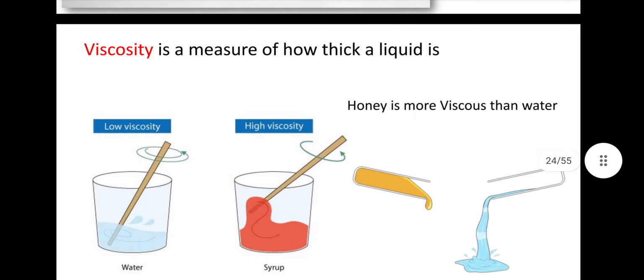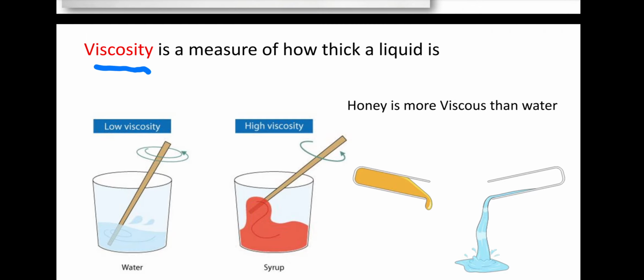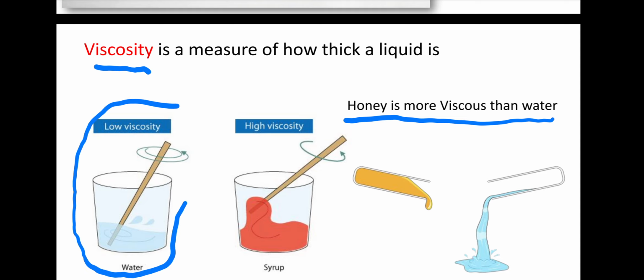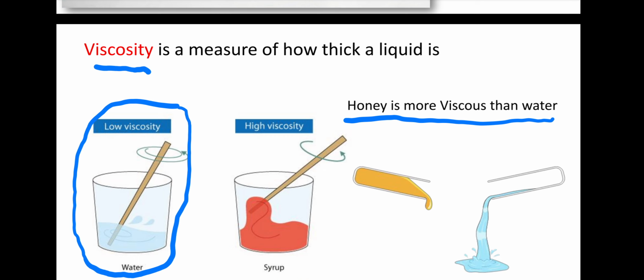This is a very important thing. As I've said, viscosity is a measure of how thick a liquid is, and honey is more viscous than water. You can see low viscosity right over here, and you can see high viscosity over here. Water and syrup.